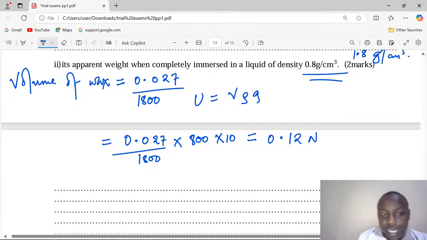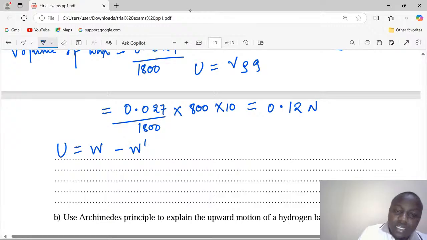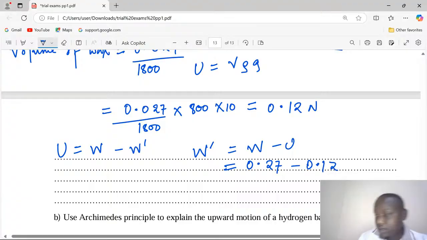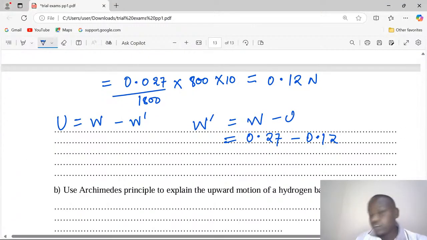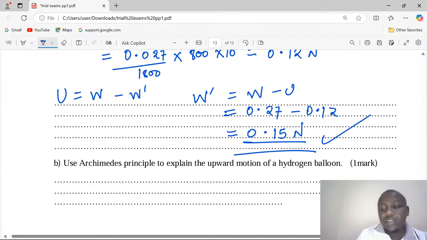And now we wanted the apparent weight. We said upthrust is given by real weight minus apparent weight. So for us to get apparent weight now, we need the real weight minus upthrust, and this is going to be 0.15 Newton.